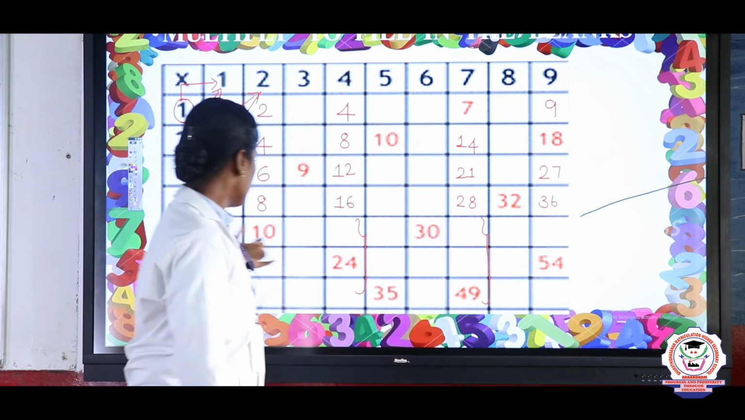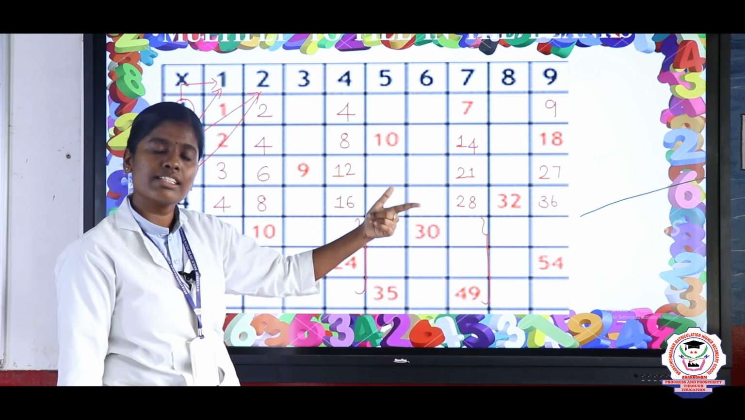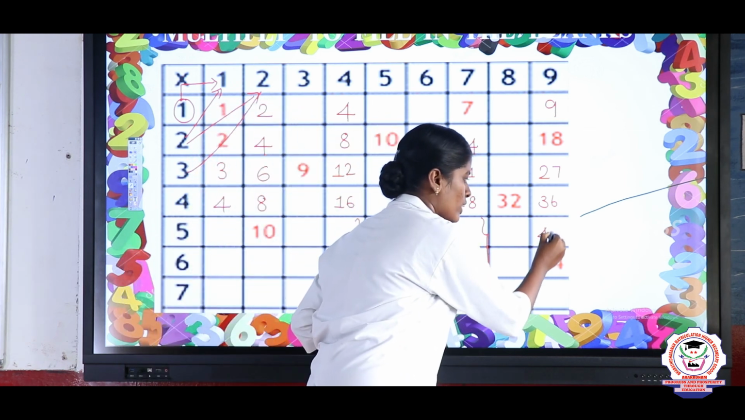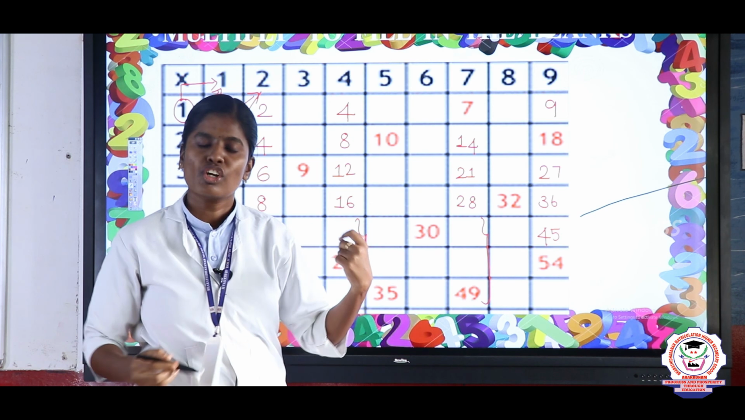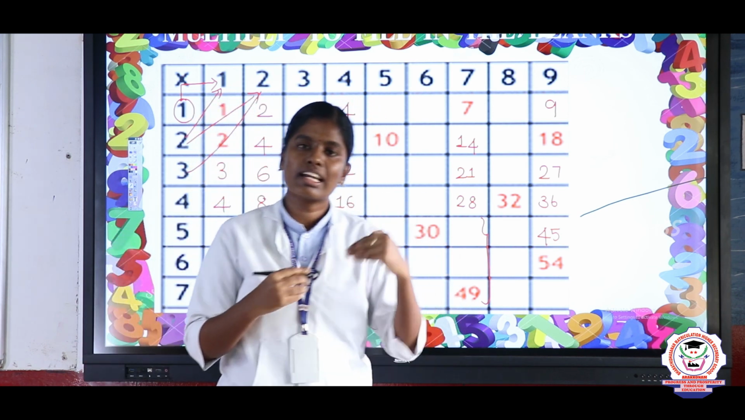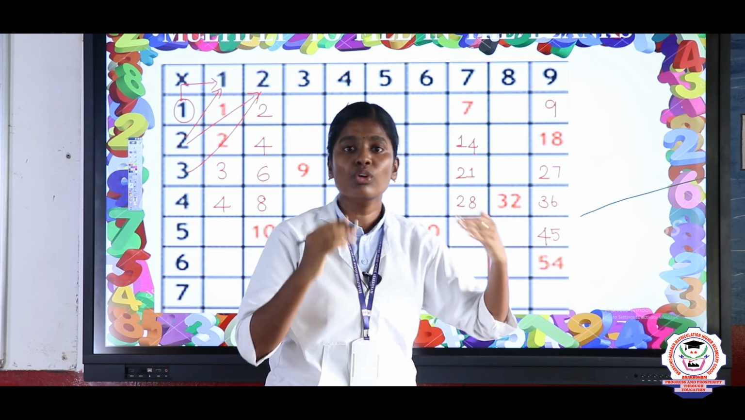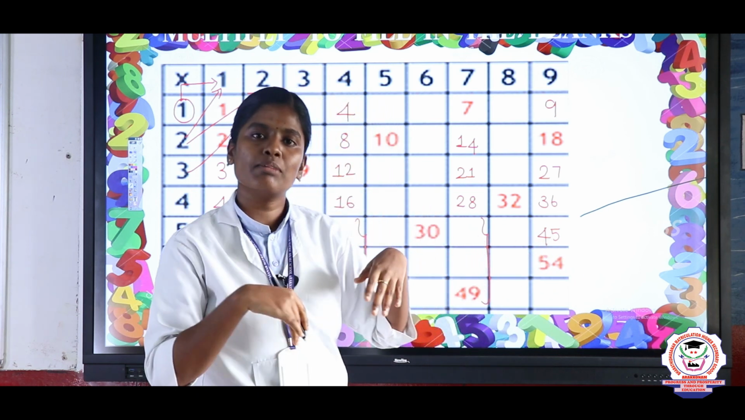Next you will take 5 nines are. So what is the answer? 5 nines are 45. The next one is 6 nines are. So already they are given the answer. 6 nines are 54. So already you know 6 times of 9 or 9 times of 6.